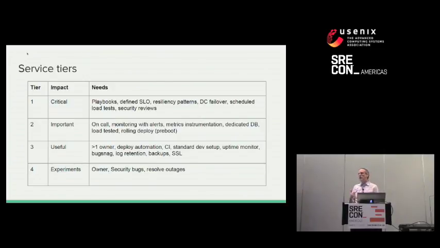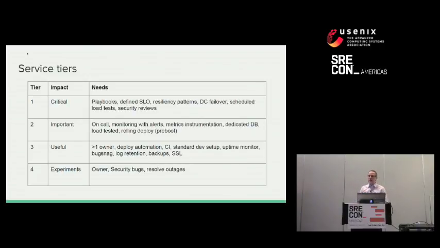So it needs to have development automation, deployment automation, and CI in place. And then it has to have uptime monitoring, so you at least know that it's down. It doesn't mean you'll page, but you at least know how often it's up or down. Then going up to the next level, so these are fairly important systems, but not the most critical ones.